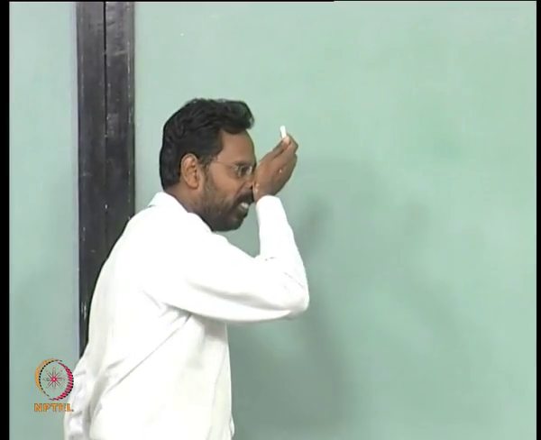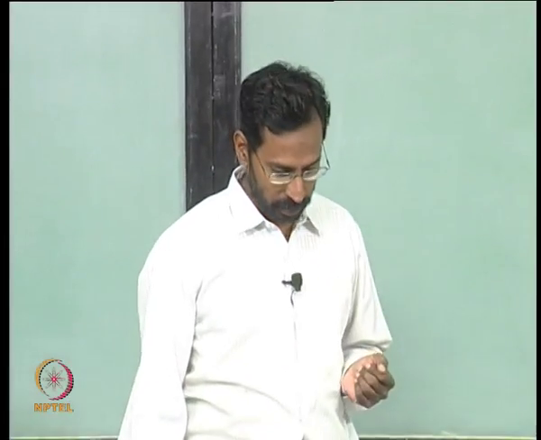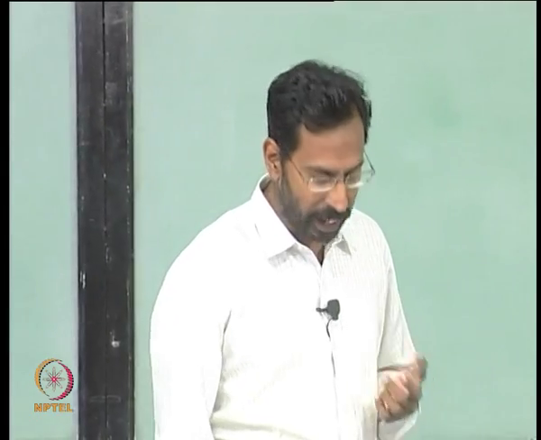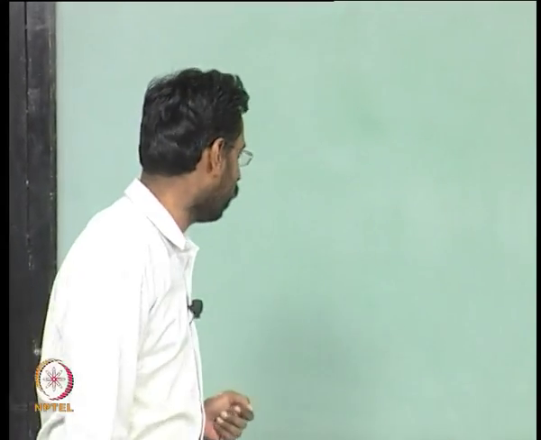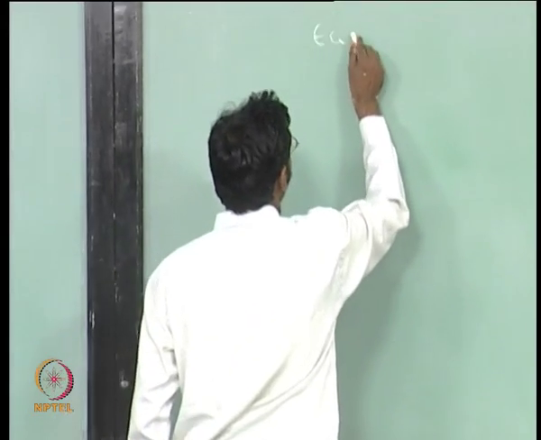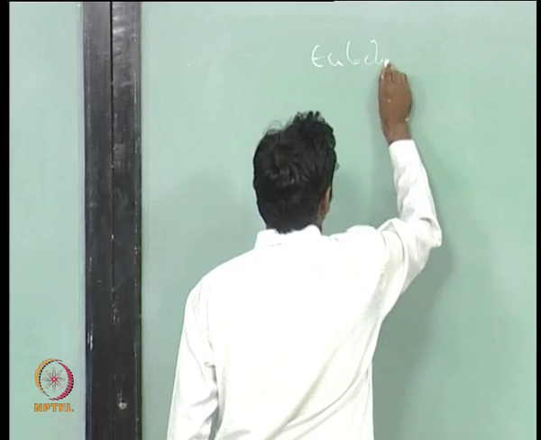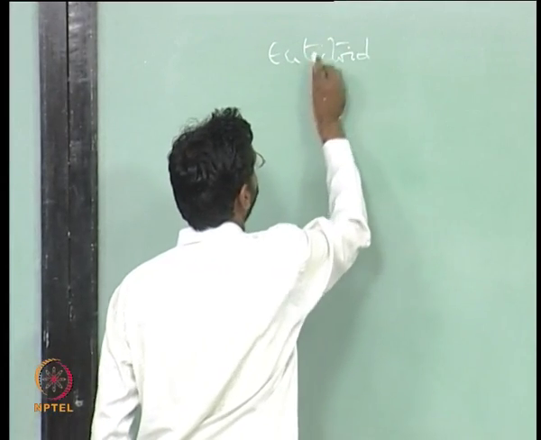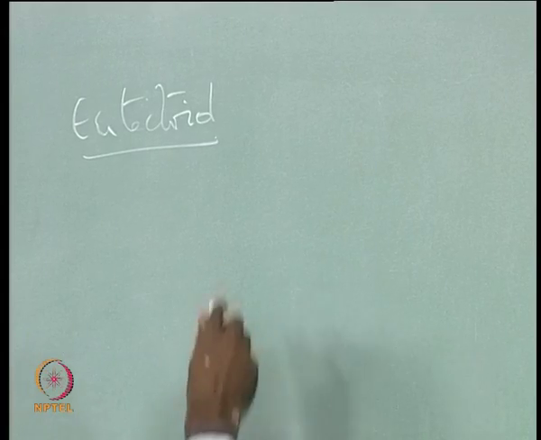There is one aspect of the eutectoid transformation which we were seeing yesterday, which is about its kinetics. Yesterday we considered it partially last class. Let us try to continue this, though it is slightly off from our class.